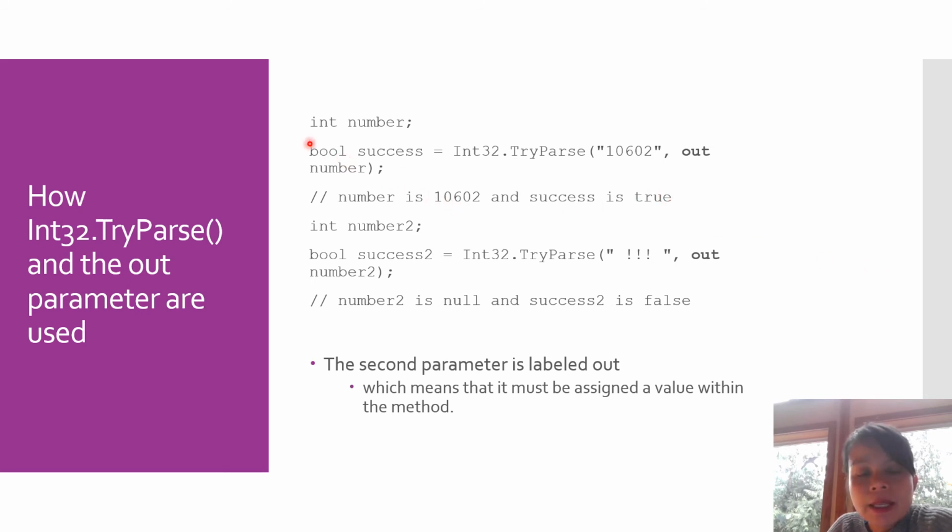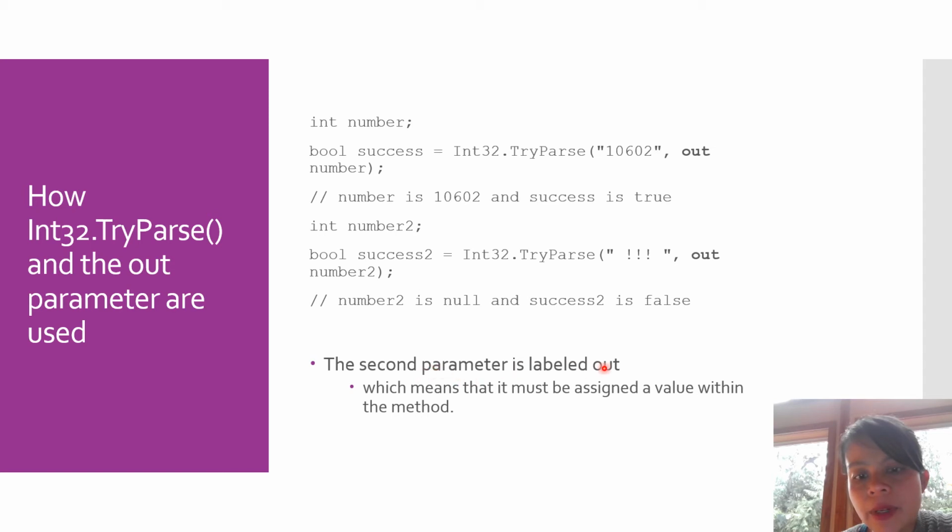So let's take a look. bool success equals integer.TryParse. You have this number here and then out number. So the number is 10602 and success is true. And in this other case, you have the method called here, and here we have a string with exclamation points and out number2. So number2 is going to be null because success2 here is going to be false.